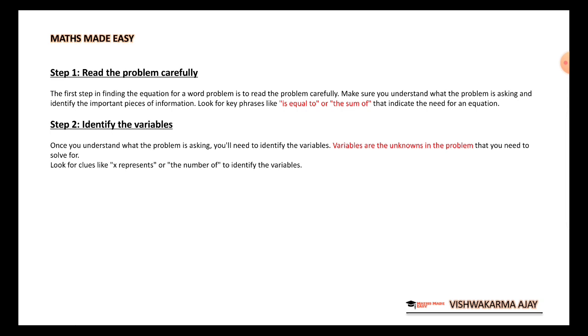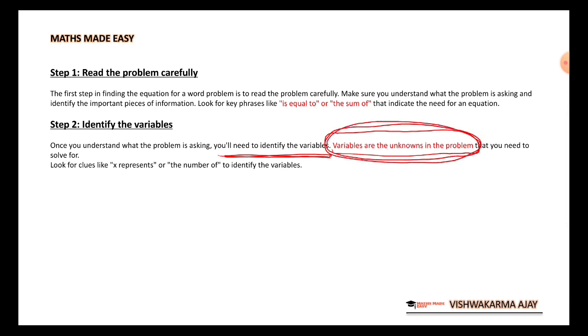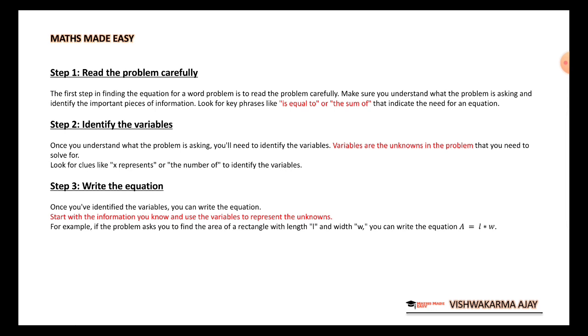Second, once you understand your question, you will need to identify the variables. Variables are the unknowns in the problem. The best way to trace the variable is to know what is unknown in the question, what is asked in the question. Third, write the equation. Once you identify the variable, you can write the equation. Start with the information you know. You have to start writing your equation with the information that you already know.